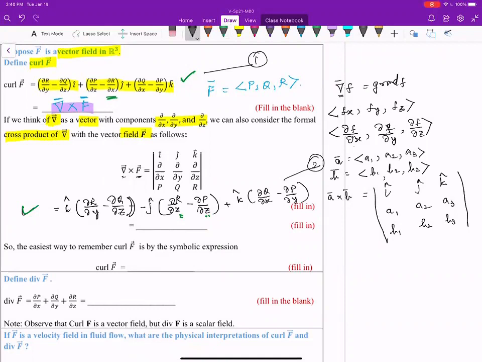So we can write curl F as del cross F. That's an easy way of remembering this result. Del cross F is the same as curl F. So the easiest way to remember curl F is by the symbolic expression curl F equals del cross F, vector del cross vector F.